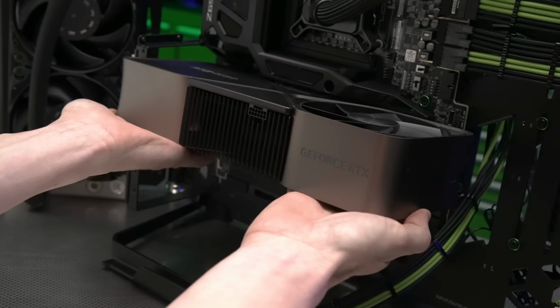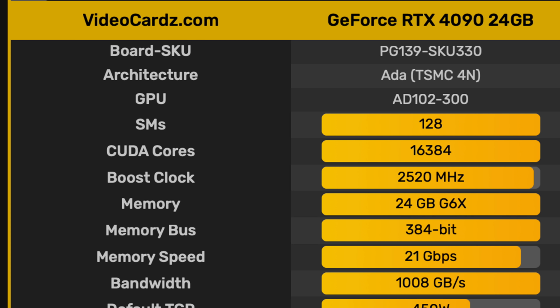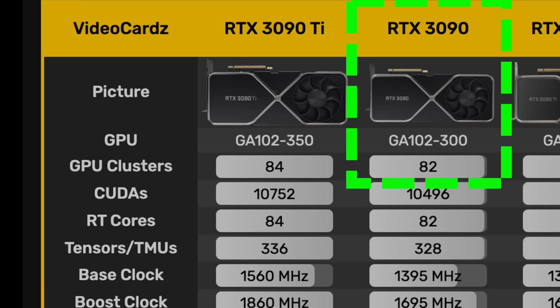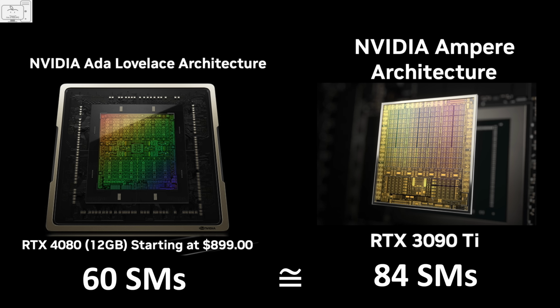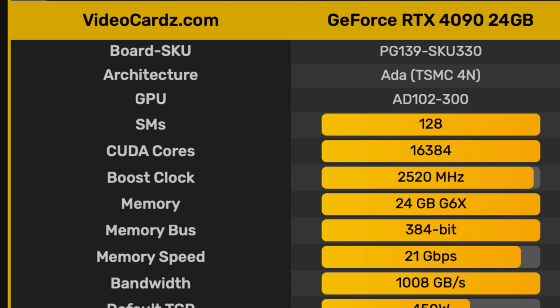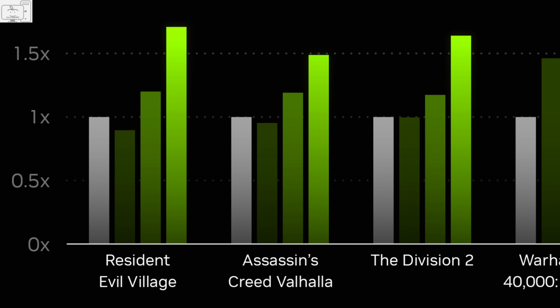But what about the rasterization performance? The 4090 has 128 SMs while the 3090 has just 82. That's an increase of 56%. And we already saw where the 60 SMs in the 4080 Imposter is like that of the 3090. So if you more than double the SMs from 60 to 128, then you should at least double the performance, right? Let's look at the chart nVidia provided in the 3 games.